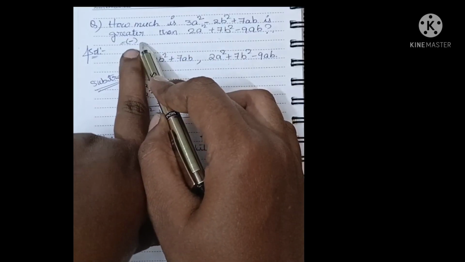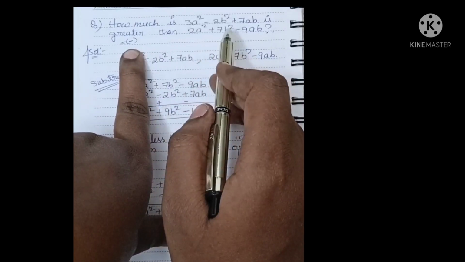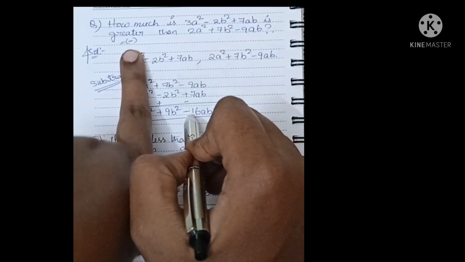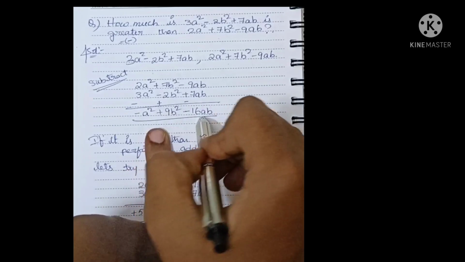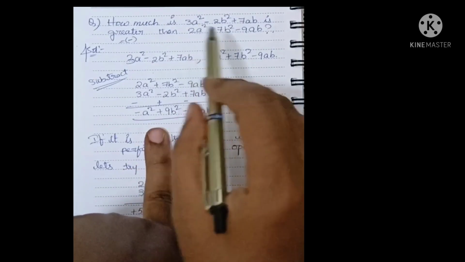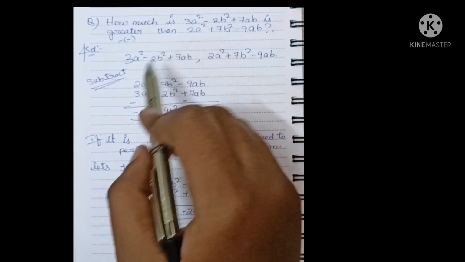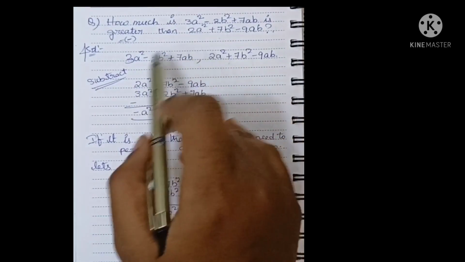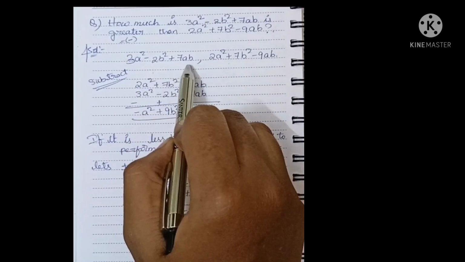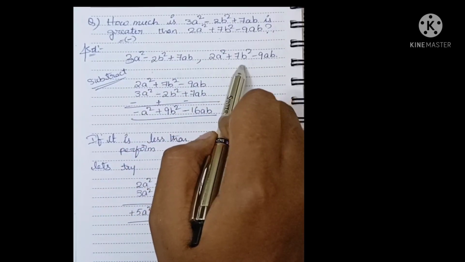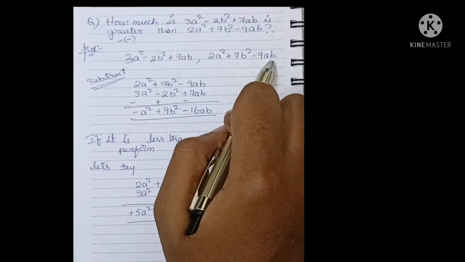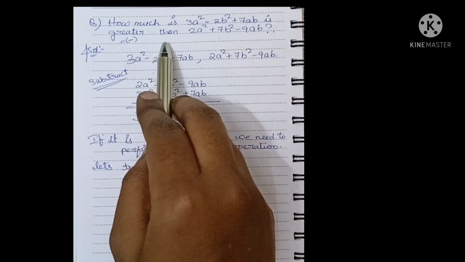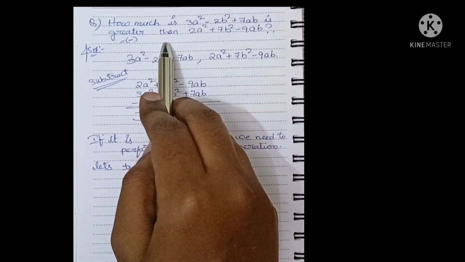Greater means, to understand how much it is greater, we need to go with the subtraction operation. If we do subtraction, whichever value comes, we can understand that much value is greater than this equation. What are the equations given? These two. First write down the equations: 3a square minus 2b square plus 7ab, 2a square plus 7b square minus 9ab. So we need to perform the subtraction to know how much one equation is greater than another.